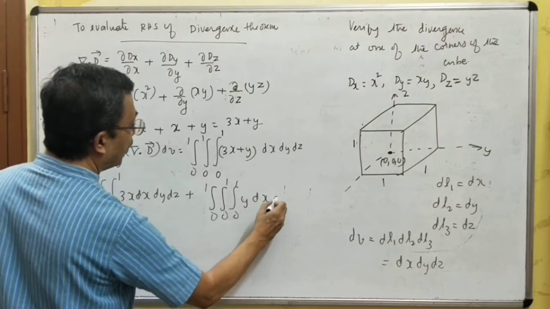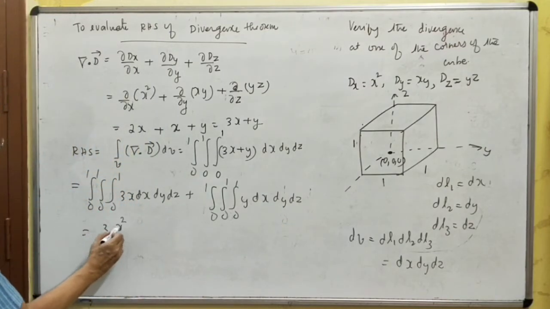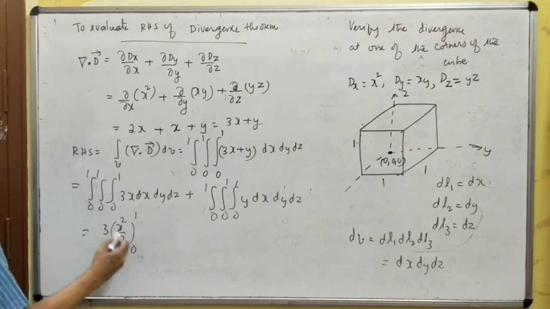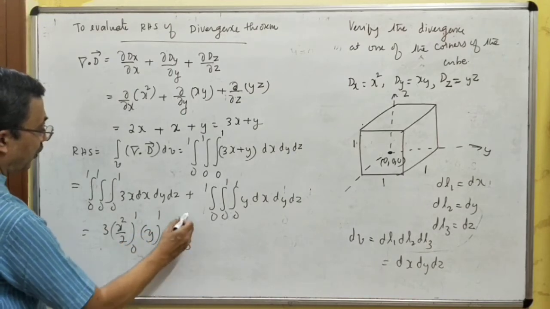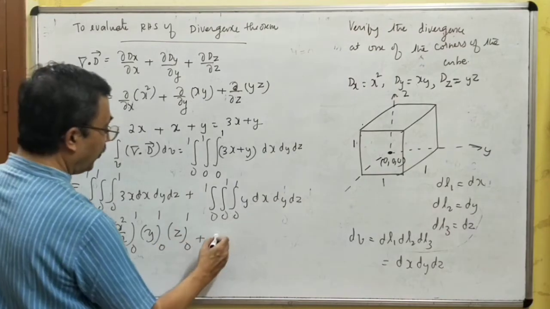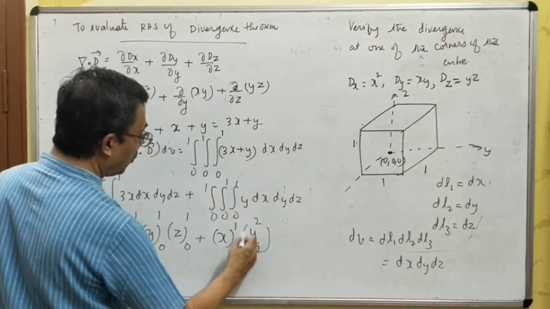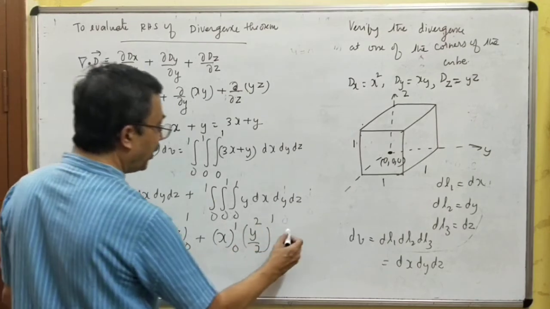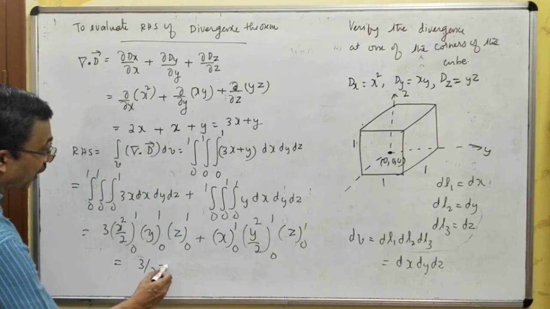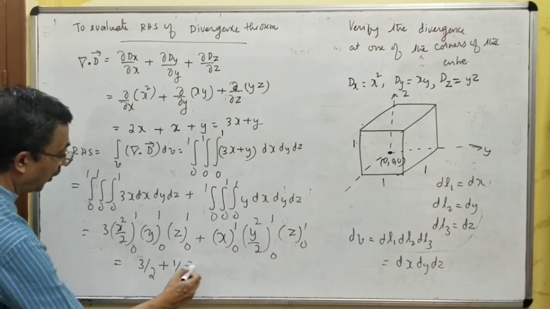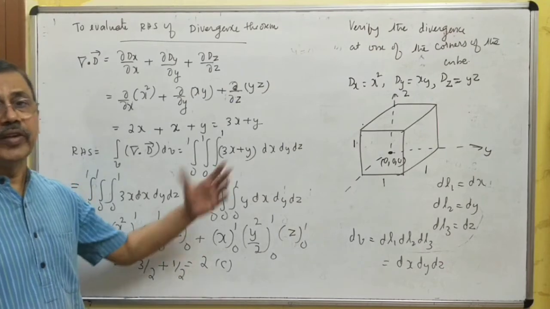plus second integral y dx, dy, dz. Integrate 3x, you get 3 into x square by 2, limit 0 to 1. dy if you integrate, you get y between 0 and 1. dz if you integrate, you get z from 0 to 1. dx if you integrate, you get x from 0 to 1. y if you integrate, y square by 2, between 0 and 1. dz if you integrate, you get z from 0 to 1. So this gives 3 by 2. Second integral gives half. So 3 by 2 plus half is 2 coulombs. So divergence theorem statement is verified.